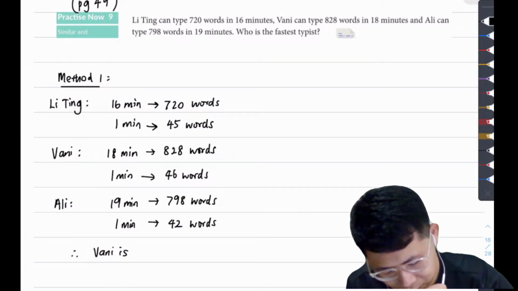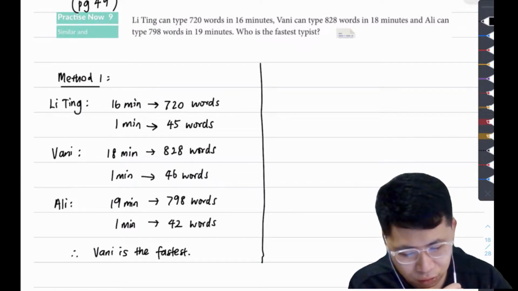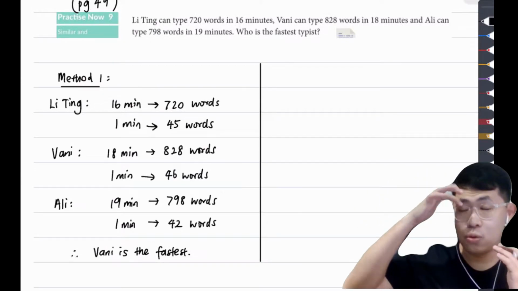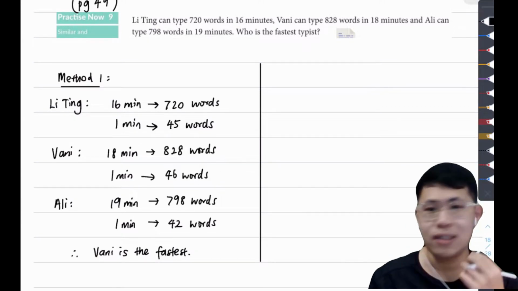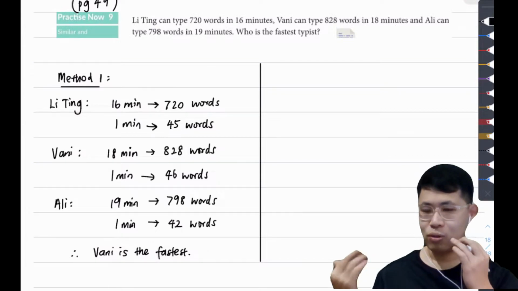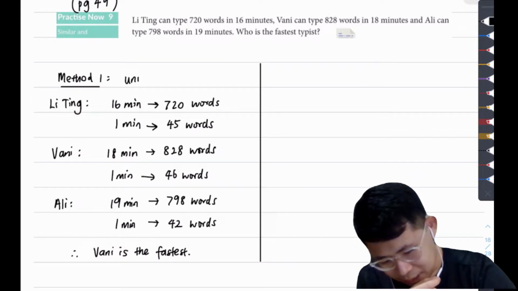So this is what we did in primary school. Okay, Vani is the fastest. So this will form method 1 using the unitary method. We call this the unit method, or we call this the ratio. I'm going to call it the ratio method to look at 1 unit.